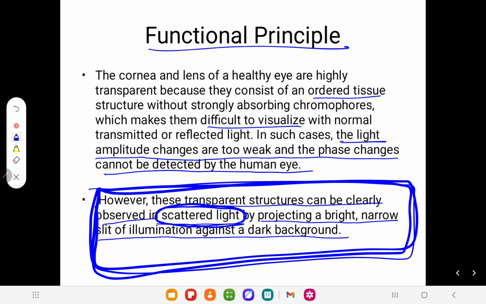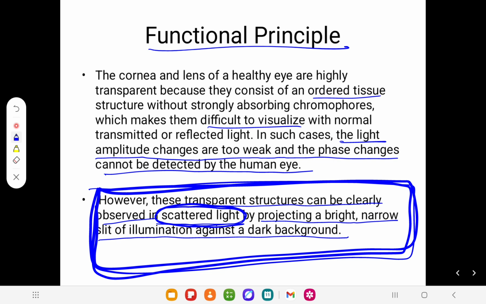Many of the optometry students have never understood this concept. Why do we need a slit? Because in the slit lamp, you make a bright, narrow slit of illumination against a dark background. If you throw the slit onto the cornea, the light coming back to your eyes as an examiner is scattered light, because of the narrow, brighter light thrown against the dark background, and then you see the cornea layer by layer.